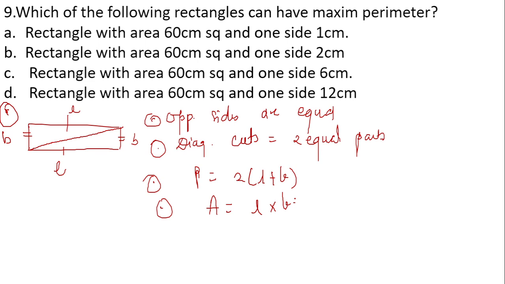So please take a screenshot of this: the opposite sides are equal in case of rectangle. The diagonal in a rectangle cuts the rectangle into 2 equal parts, and the perimeter of the rectangle is twice of length plus breadth, and the area is length into breadth. Got it? I hope you have understood the question.